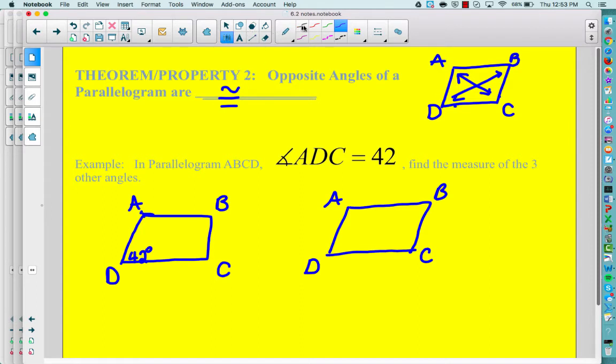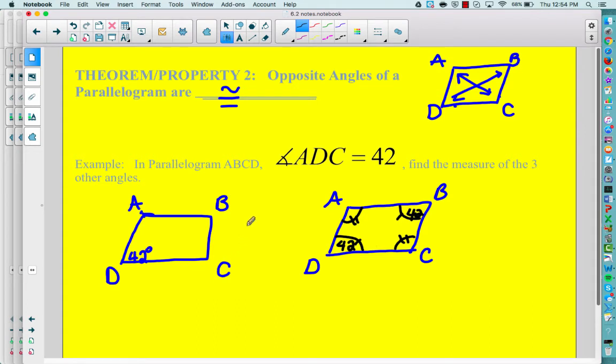All right, so it is a parallelogram, and I know that opposite angles of a parallelogram are congruent. So if I know that this is 42, then I know that this is 42. All right, so that helps me, right? Now I also know A and C are equal, but I don't know how to find them.